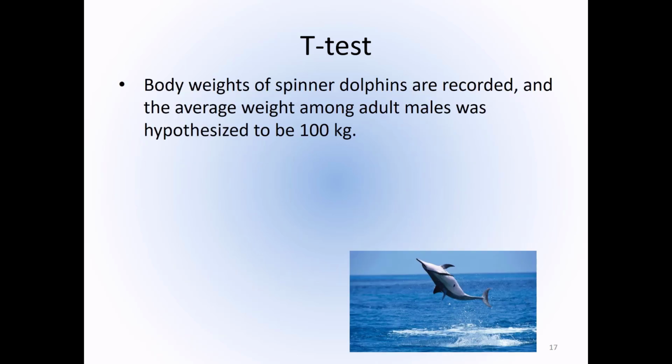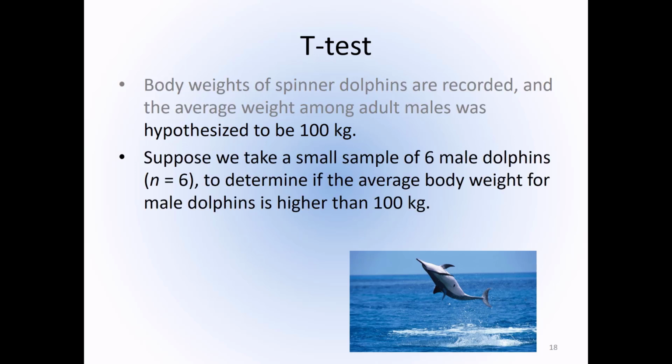Let's say that we're interested in spinner dolphins and we're interested in their weight. It's hypothesized that adult males weigh 100 kilograms. And let's say that we take a sample of some dolphins and we want to determine if their average body weight is different than this, specifically if these dolphins are heavier than 100 kilograms.